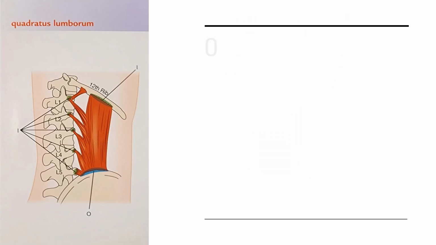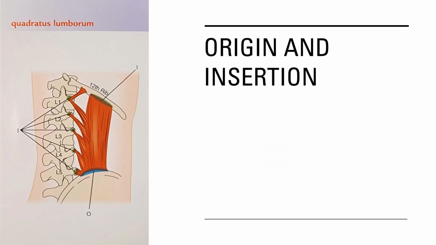Let's go into the other picture. So now the origin and insertion. It originates on the iliac crest, as we can see in the picture, and it inserts on the 12th rib and the transverse processes of all 5 lumbar vertebrae. The QL also comprises 3 layers. You're going to see the superficial, intermediate, and posterior layer.